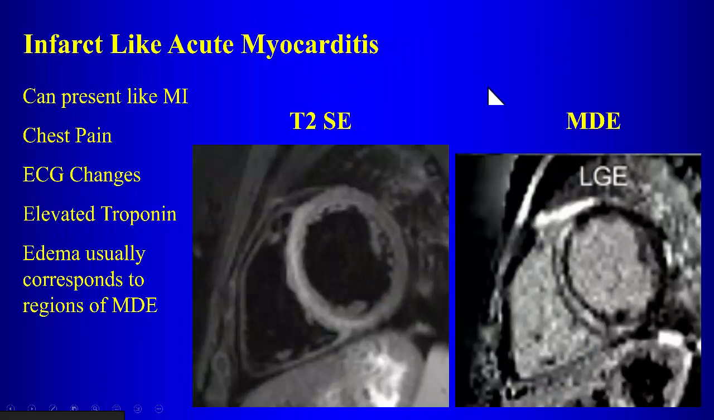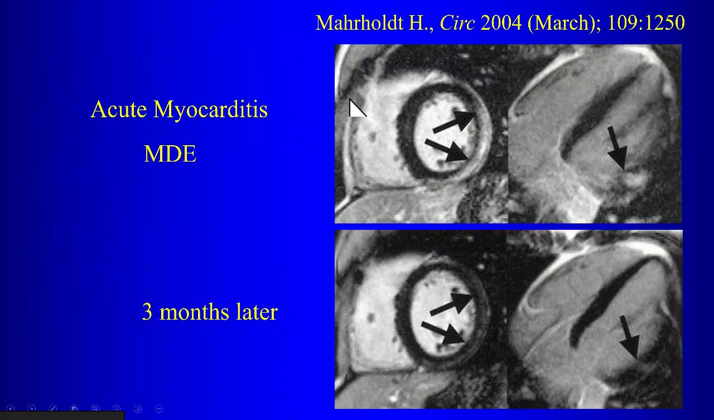Now, there is something called infarct-like acute myocarditis, where the patient will have presentation just like myocardial infarction: chest pain, ECG changes, elevated enzymes, edema. We'll see edema on your T2-weighted images, and it usually corresponds to the areas of abnormal enhancement. But it's this pattern of abnormal enhancement that tells you that this is not ischemia. Here it's mid-myocardial, it's sparing the endocardium, so it tells us that this is a non-ischemic cause of myocardial injury.